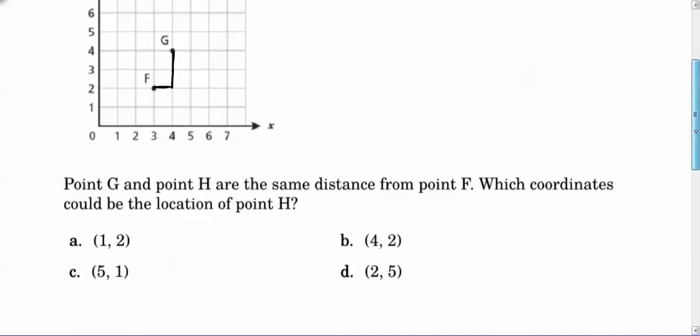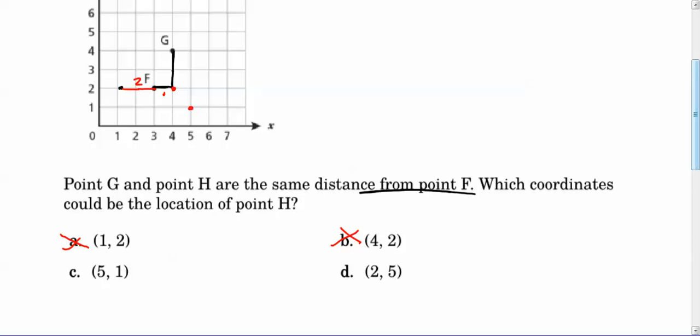So let me scroll up a little bit. So they're from point F. So 1, 2. Now if we're going from point F, that's 1, 2. Yeah, that's not going to be 3 units away, so it's not choice A. B says 4, 2. So 4, 2 is right there. That's only 1 unit away, right? So that's a distance of 1. That's not what we need.